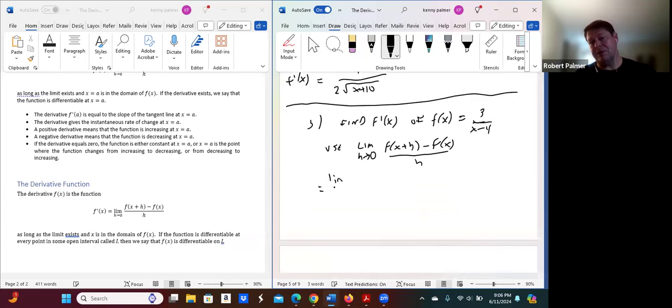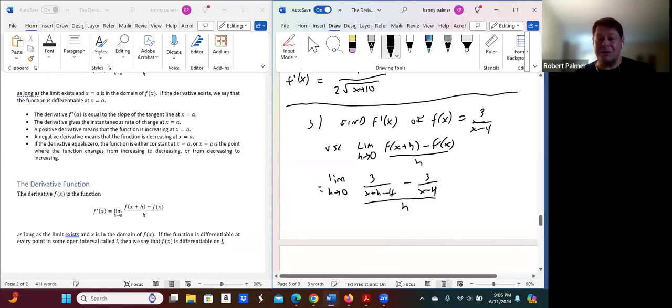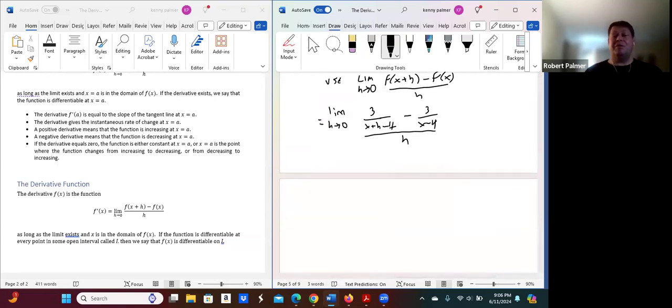So this is going to be the limit as h goes to 0. Okay, and so it's going to be 3 over x plus h minus 4 minus 3 over x minus 4, over h. And once again, it looks kind of bad. It's still a bit of a pain, but it's probably not as bad as the one we just did. But what we have to do here then is, once again, we want to simplify. Okay, now we want to combine both of these.